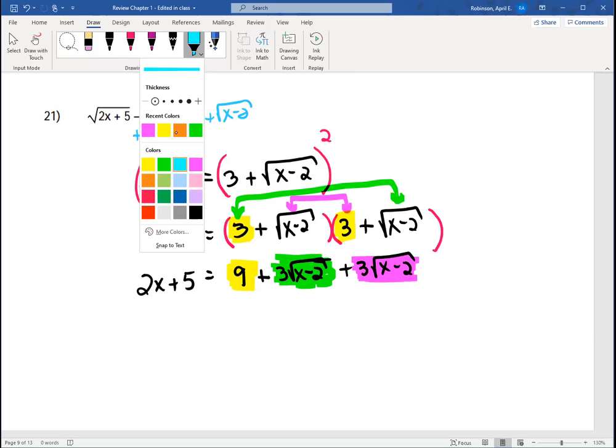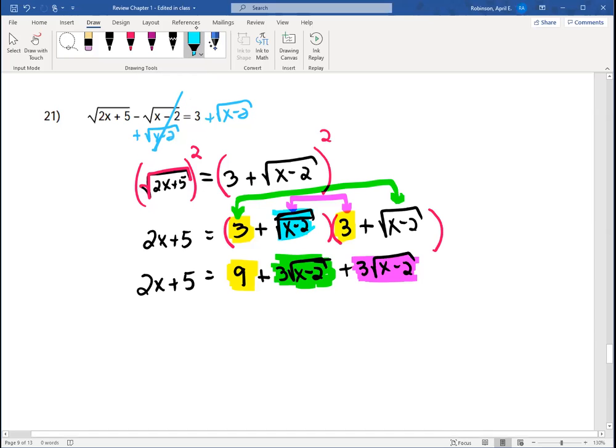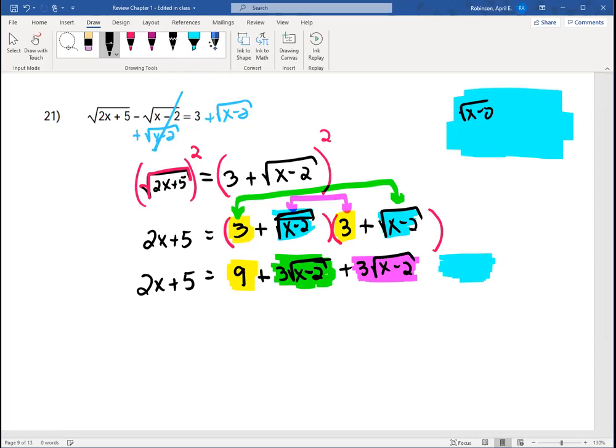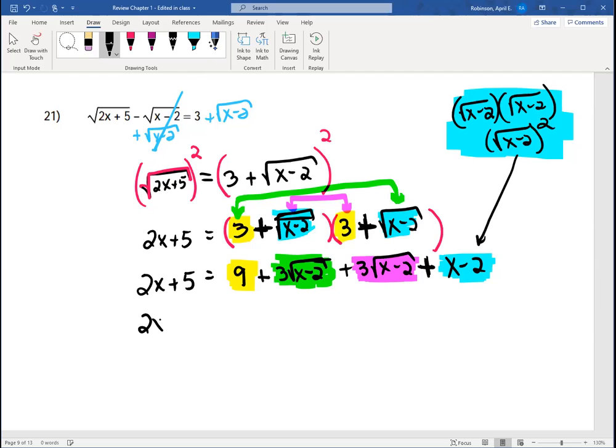And then I'm going to do last times last. Now, when you take last times last, I'm going to actually do this up here. You're taking the square root of x minus 2 times another square root of x minus 2. Which means what you're really doing is the square root of x minus 2 squared, which means you're just going to be left with x minus 2. And it was a positive times a positive, so there'll be a plus sign right here. Whew, that was fun.